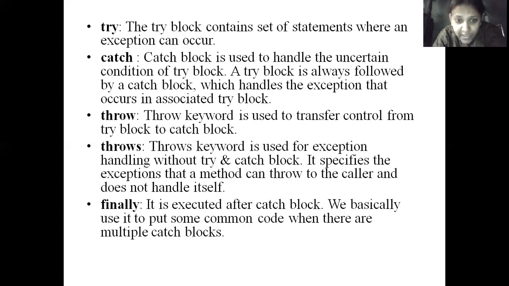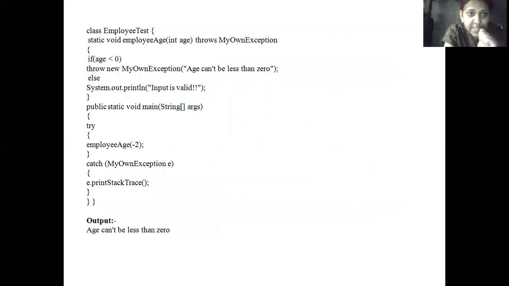Then finally is executed after the catch block. We basically use it to put some common code, whether an exception occurs or doesn't occur. That finally block will always be executed. So here is an example. You can see the employee test. Here we have this employee age method. An integer age is passed as a parameter, and you can see the use of the throws keyword.